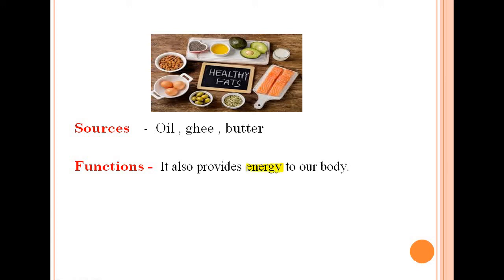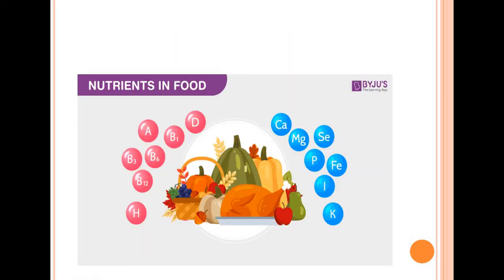So there will be a contradiction. Fat is providing energy and carbohydrate is also providing energy. Yes, both are providing energy. Both are energy providing nutrients. Okay. So till now we have discussed the macronutrients, that is the carbohydrates, proteins and fats. Now we will talk about the micronutrients, that is the vitamins and minerals.